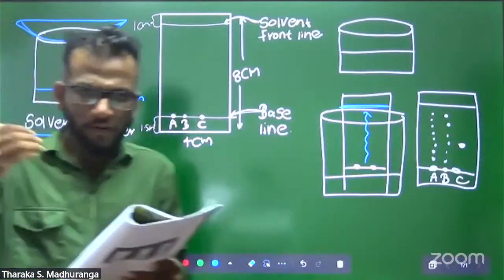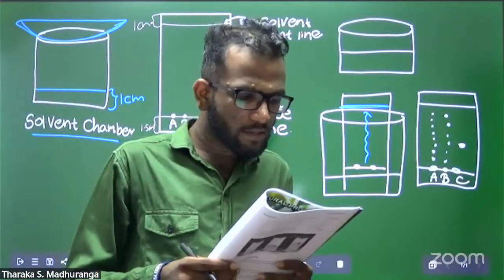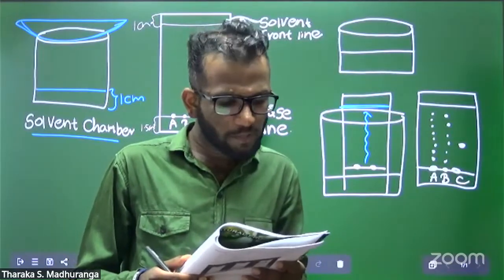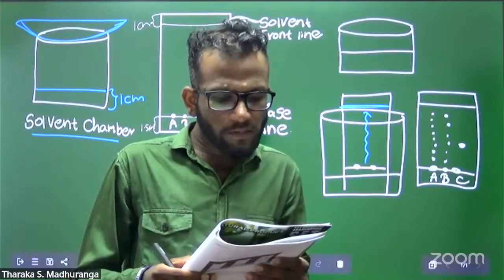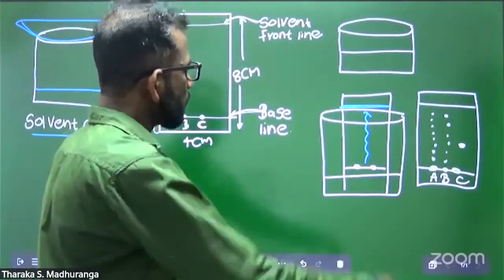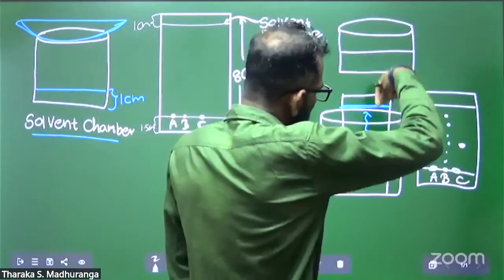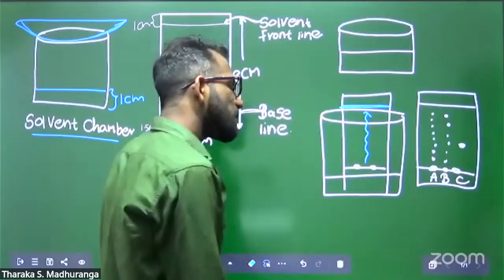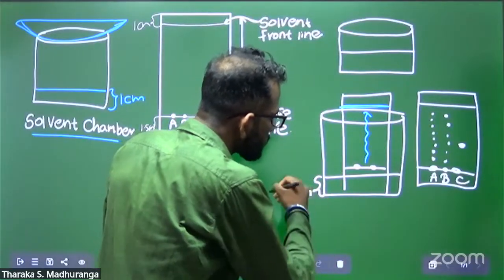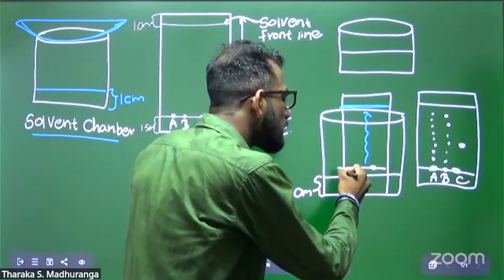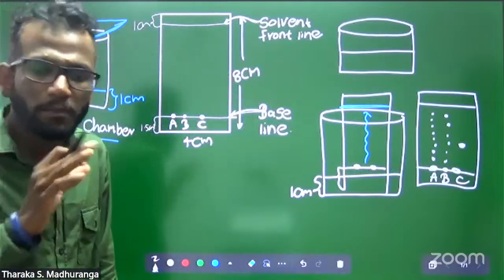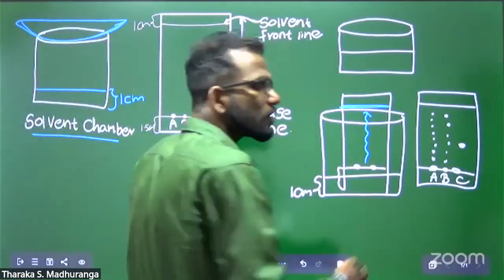I have given all the steps, you can read. The chromatography paper should be placed in the solvent as shown in figure 2. The baseline should not touch the solution. Why is that? When we place the chromatography paper inside the solvent chamber, the solvent height is 1 centimeter and the baseline is at 1.5. The solvent must not touch the baseline.